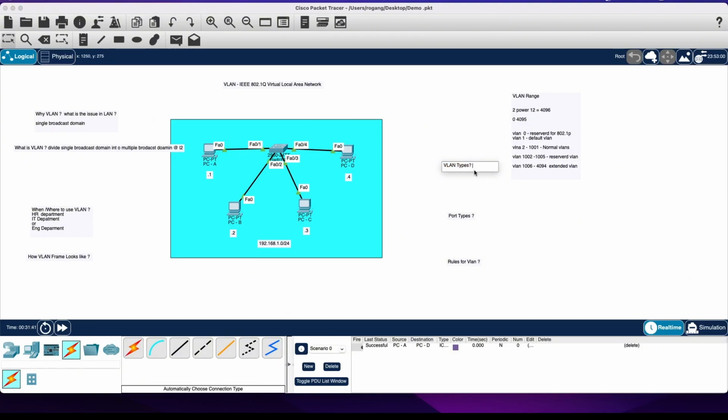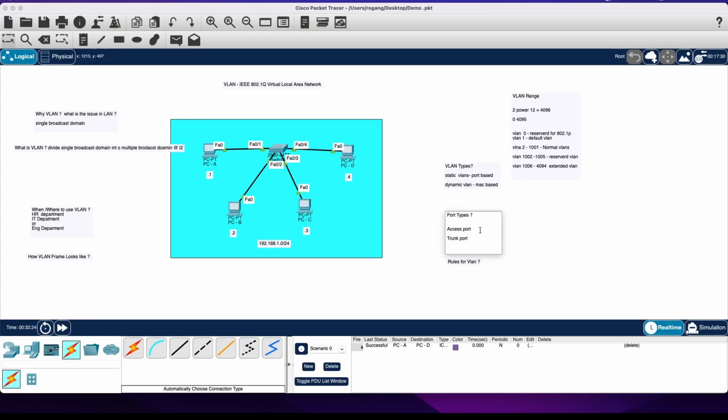There are two different types, static and dynamic. Static VLANs are the ones frequently used because they are port based. The other one is dynamic VLAN, which is based on the MAC address, and will not be discussed here. So the next question is about port types. We have two different types, which are access port and trunk port.